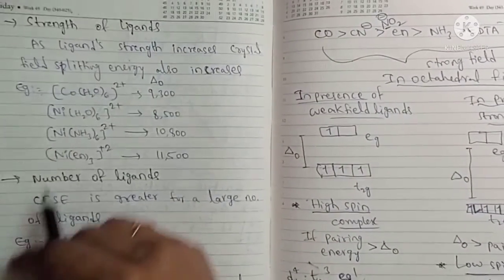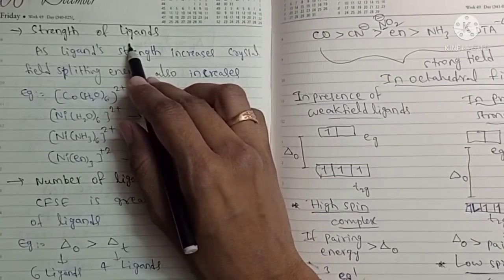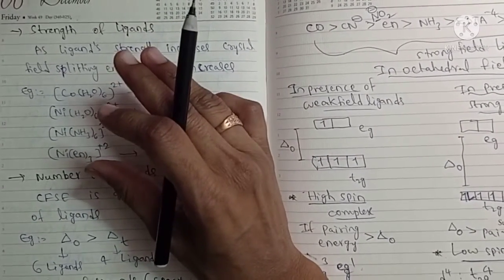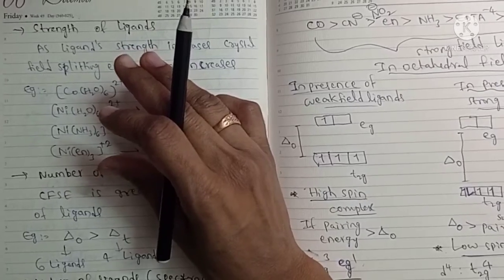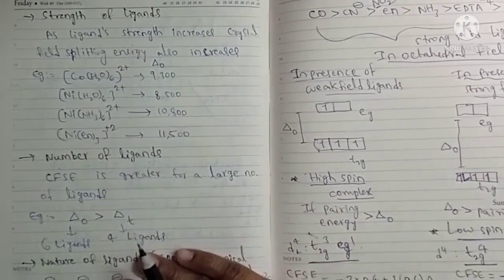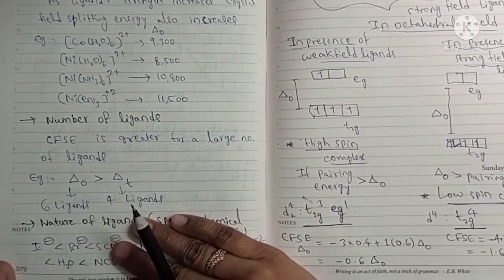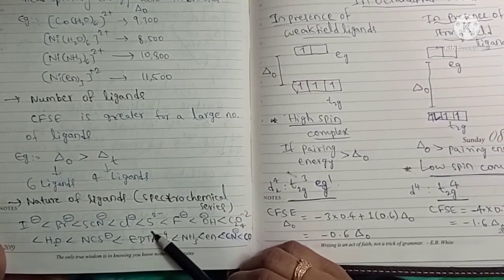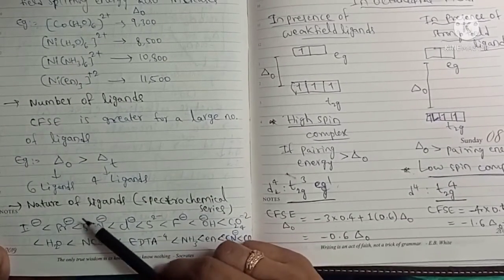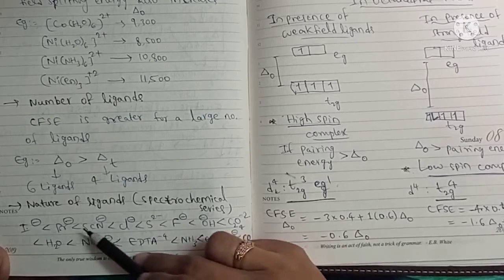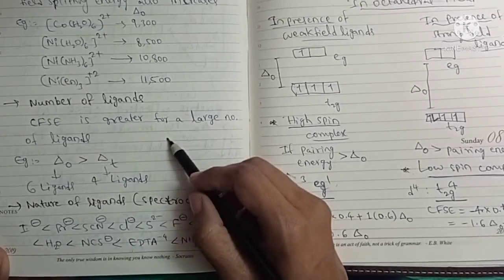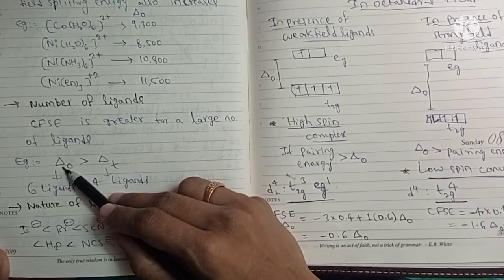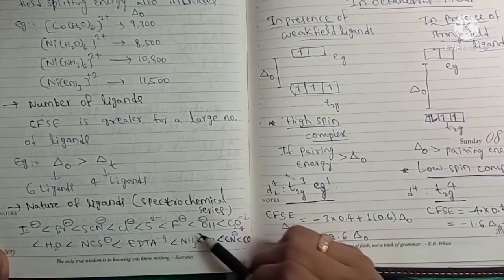Then the strength of ligands. As the strength of ligands increases, the splitting increases, the gap increases. The strength of ligands is given by the spectrochemical series. This is the spectrochemical series. It is very important. These are arranged based on the energy gap, the delta values based on the CFSE values. So this series has been given.